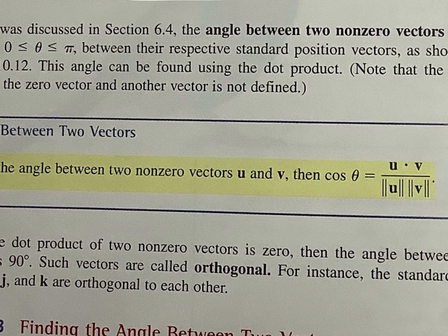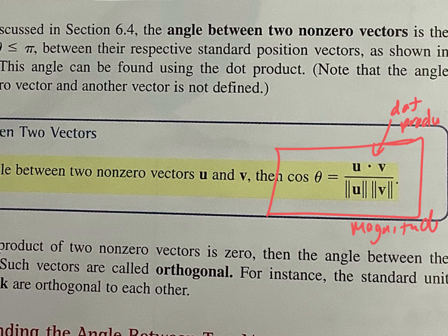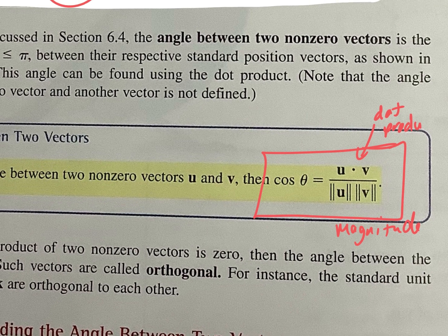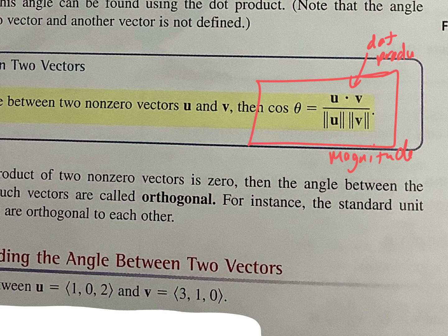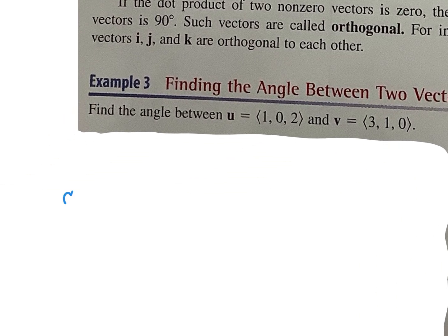The angle between two vectors. What is the only difference here? Or is there a difference from the last one? You remember this? Find the angle between the two. It's the dot product on the top and then the magnitudes on the bottom. Is there a difference in the formula? No. Here's the formula. It's just cosine of theta equals the dot product at the top and then the magnitudes at the bottom. So this is just a little bit longer because there's more numbers.